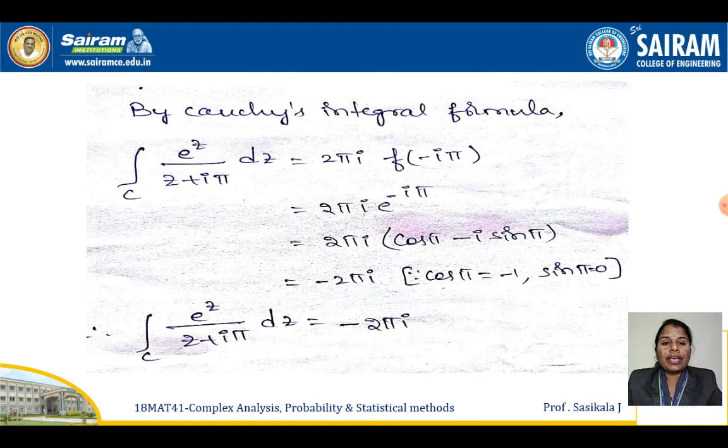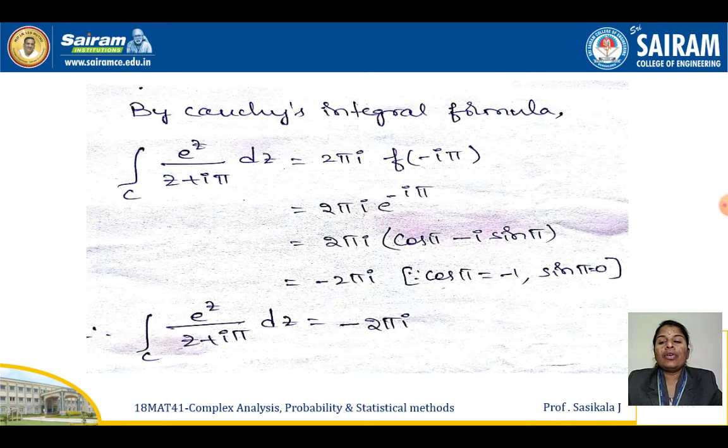So what is f(a) here? It is f(-iπ), where f(z) is e^z. So f(-iπ) is nothing but e^(-iπ). So 2πi (cos π - i sin π), because e^(ix) is nothing but cos x + i sin x. Here, e^(-ix) is cos x - i sin x. So cos π is -1 and sin π is 0. So I will get only -2πi. This is your first part result.